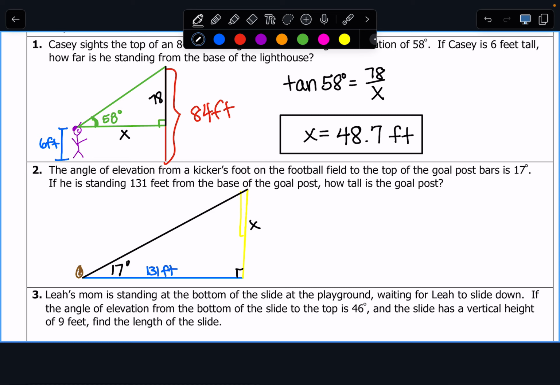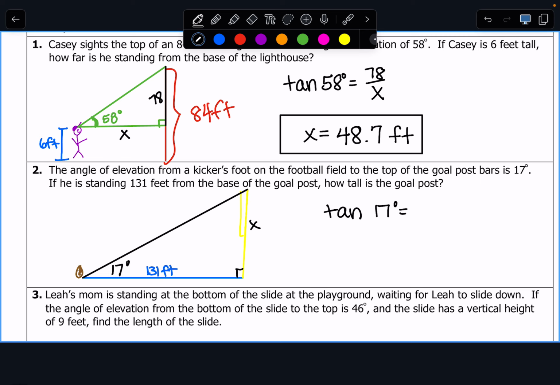Aaron Liddy, could you tell us how to set up this math? Is it sine, cosine, or tangent? Okay, the tangent of 17 degrees, Logan, equals?